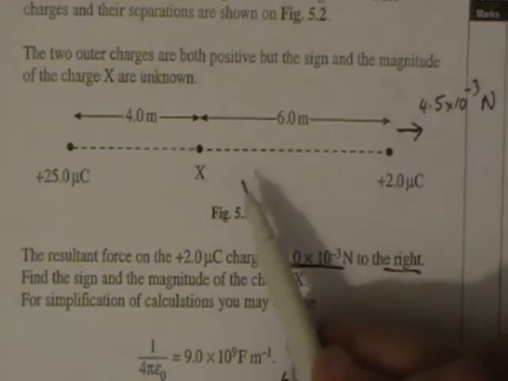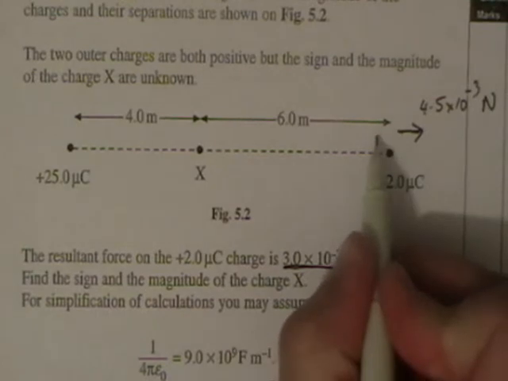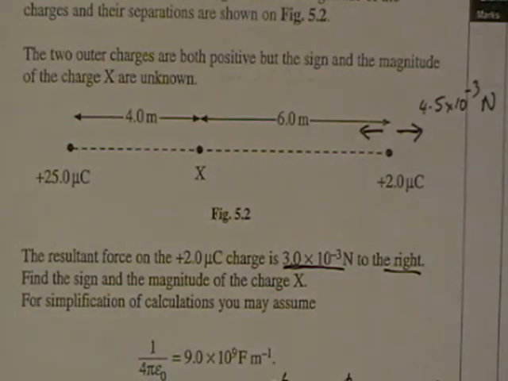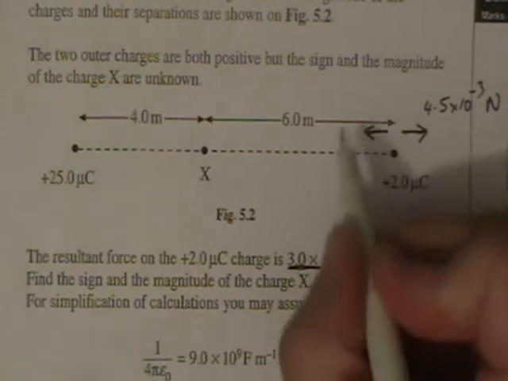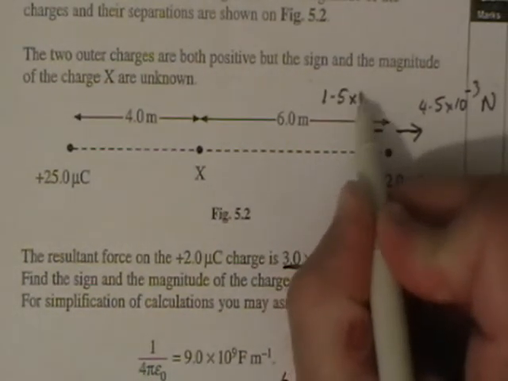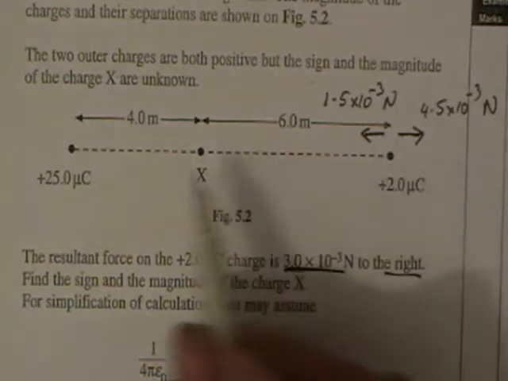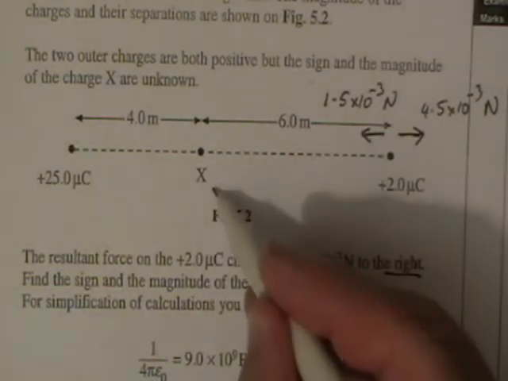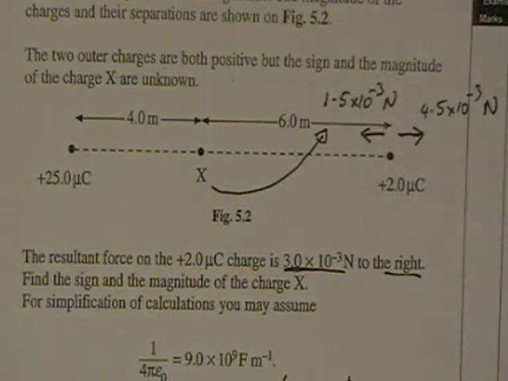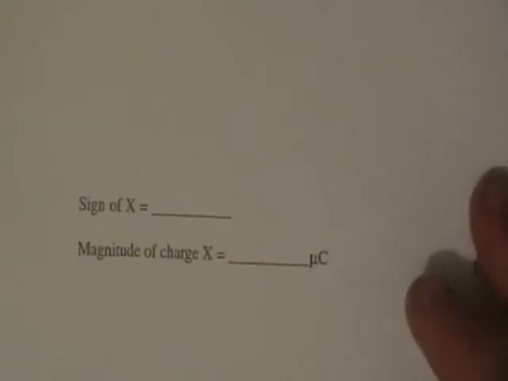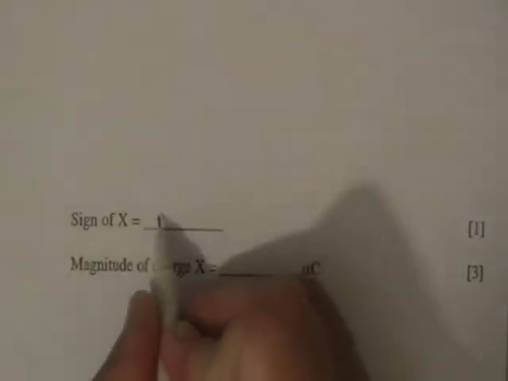That means that x must provide a difference there. If the force from the 25 is 4.5 and the resultant force is 3, there must be 1.5 times 10 to the minus 3 to the left. So 1.5 times 10 to the minus 3 newtons must be acting to the left due to x. So x causes a 1.5 times 10 to the minus 3 newton force acting to the left, which means that we can say first of all that x is negative.